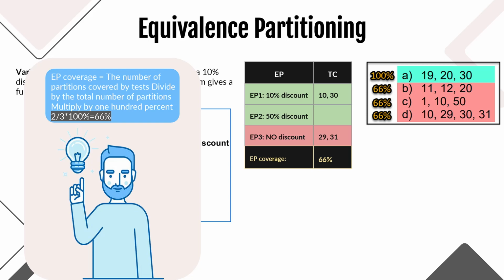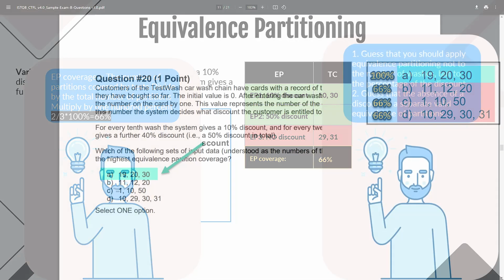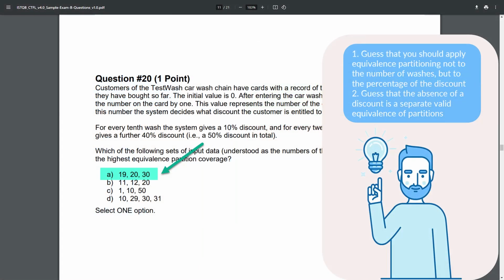Answer option D has 4 values, but the percentage of test coverage is the same as answer options B and C, 66%, because only the first and third equivalence partitions are covered. Therefore, the correct answer option is A, which has 100% test coverage.